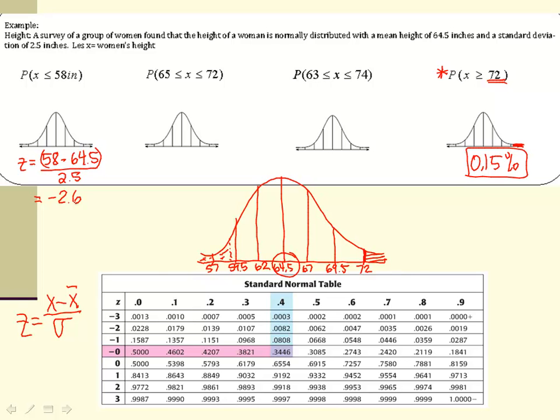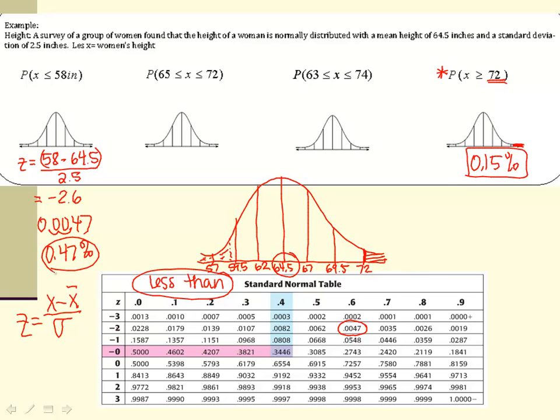Now, maybe that's something I should also say, the table only works for less than. And I'll show you how to do it if it's not, but it only works for less than. And so what I do is I go to negative 2 and over to 0.6. And what it gives me is 0.0047. We want you to put it in a percentage. So if I move my decimal place 2, I get 0.47%. Oh, I apologize. So take your answer and put it back as a percentage.